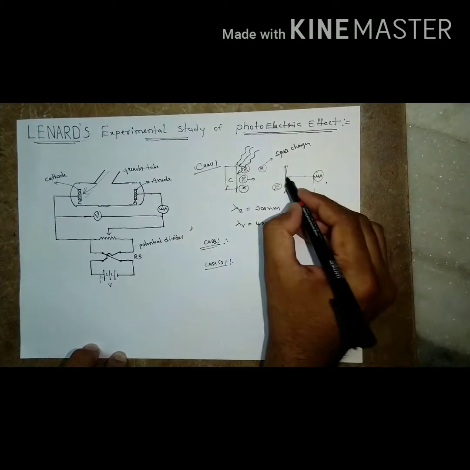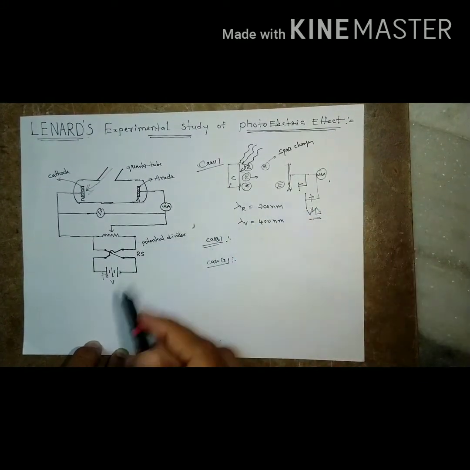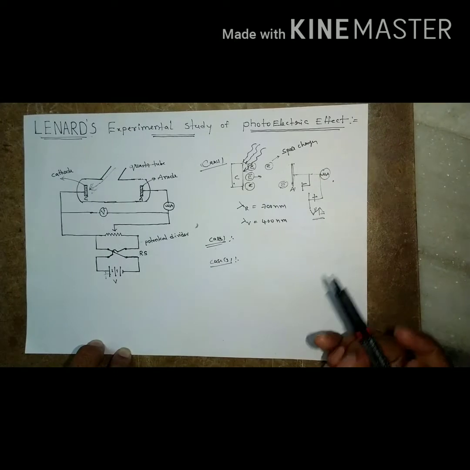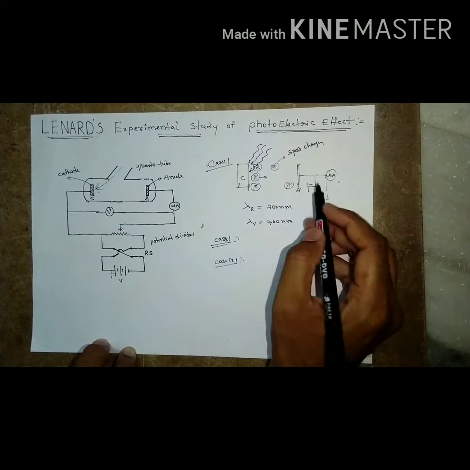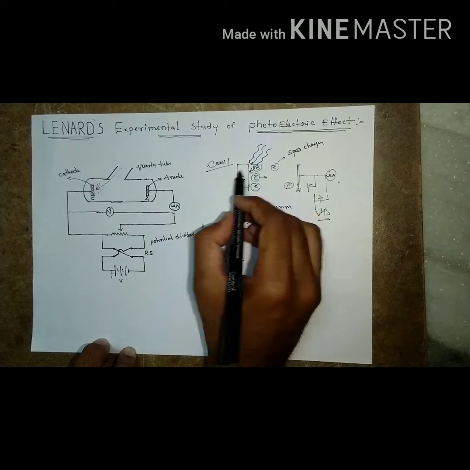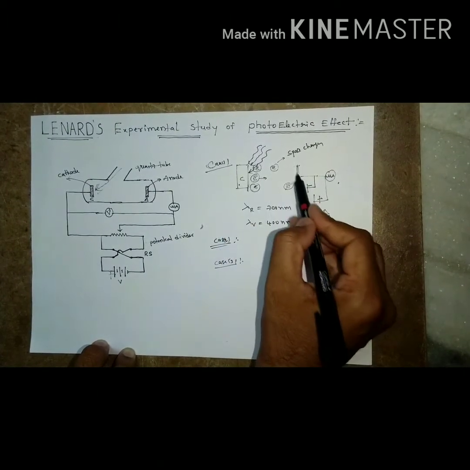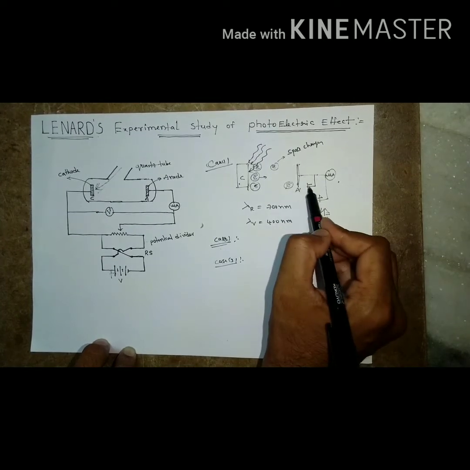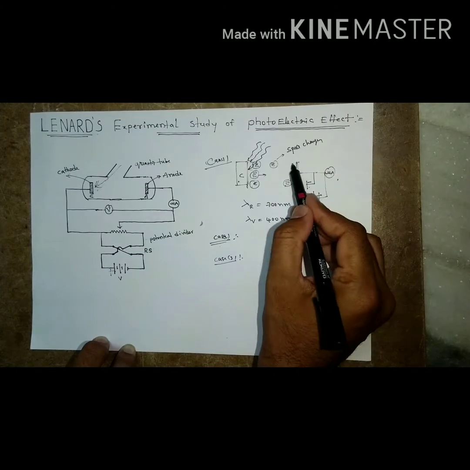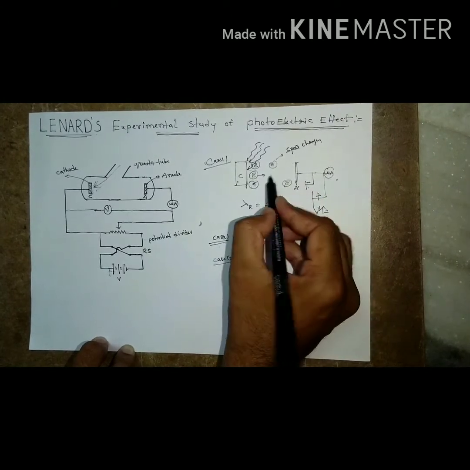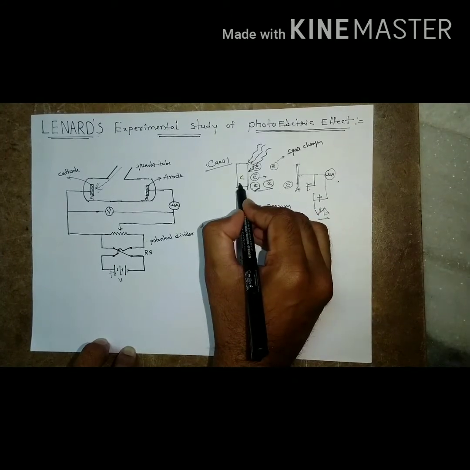Case 3: the anode plate is connected to the negative terminal by using a potential divider. Whenever the anode is connected to the negative terminal of the battery, what happens? After releasing electrons, these electrons are repelled by the anode, because the anode is connected to the negative terminal. So what happens? Some of the electrons move back and reach the collector.